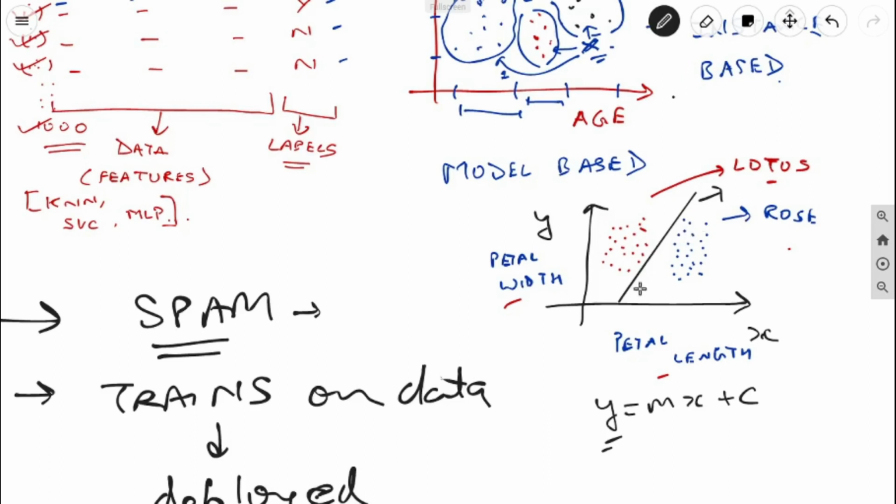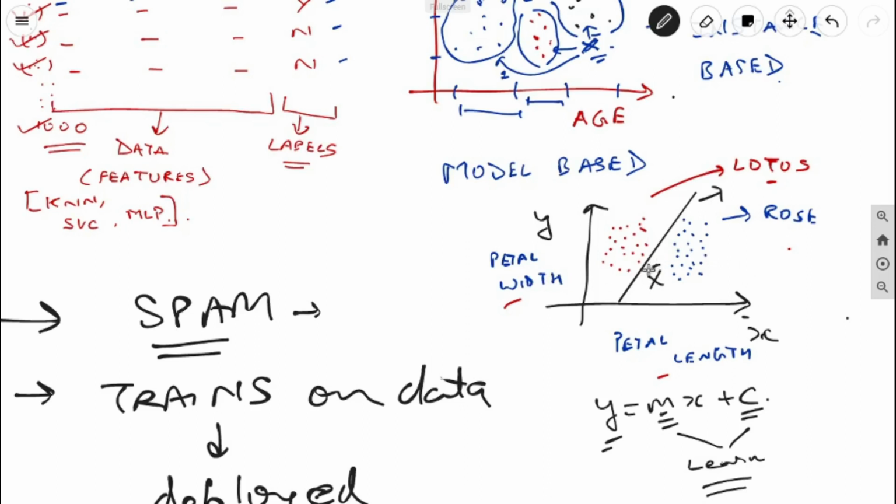We don't need to do some geometry or something else to determine the values of m and c here; rather, the machine learning algorithm will automatically learn them. So this is what learning is. Based on this training data, all these instances of lotus and all these instances of roses, the machine learning will learn the values of m and c, and it will have the equation y equal to mx plus c.